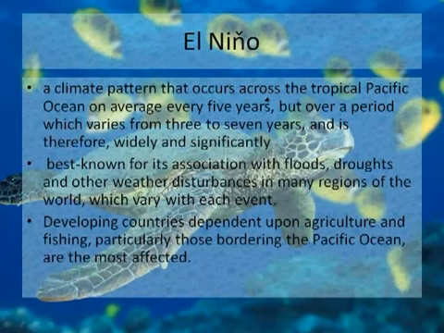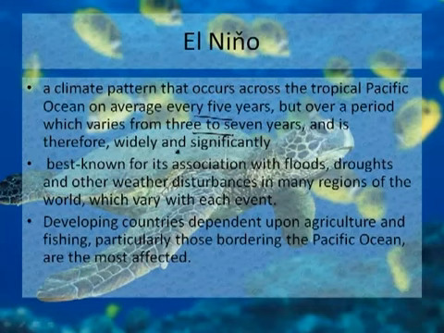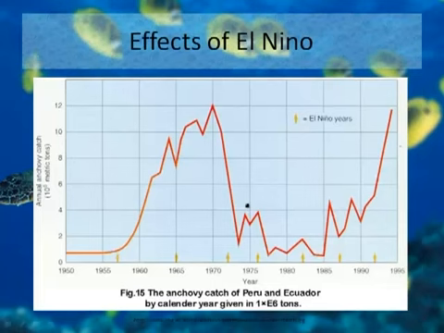It's a climate pattern that occurs across the tropical Pacific Ocean on average every 5 years, but over a period that varies from 3 to 7 years, and it's very significant. Okay, it's best known for its association with floods and droughts and other weather disturbances in many regions of the world, which vary with each event. Developing countries dependent upon agriculture and fishing, particularly those bordering the Pacific Ocean, are the most affected. That really means Australia and Peru and such.